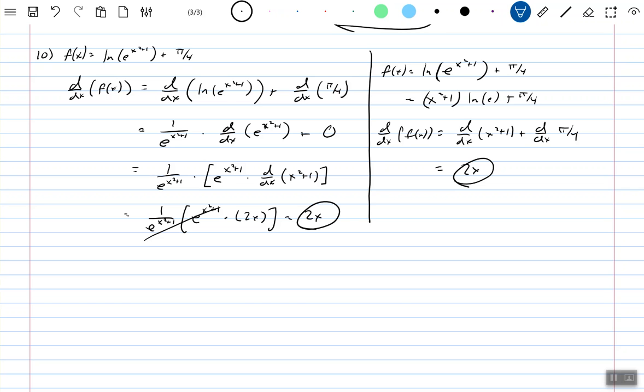So there are two ways to do this problem. One's a little bit harder, but it doesn't require you to remember any of the fun properties about the natural log. You remember the properties about the natural log, you can do some manipulation up front, take the derivative, and get your answer. Otherwise, you're stuck going through this mess. Either way, you get to the same answer.